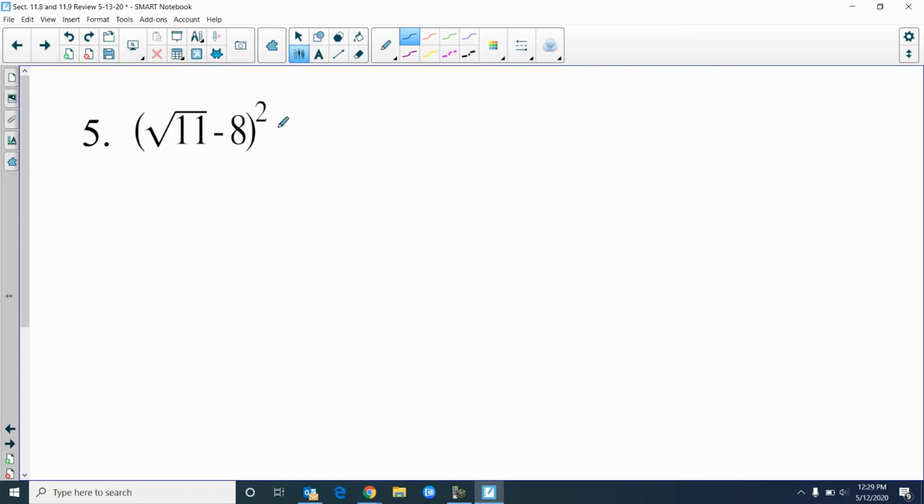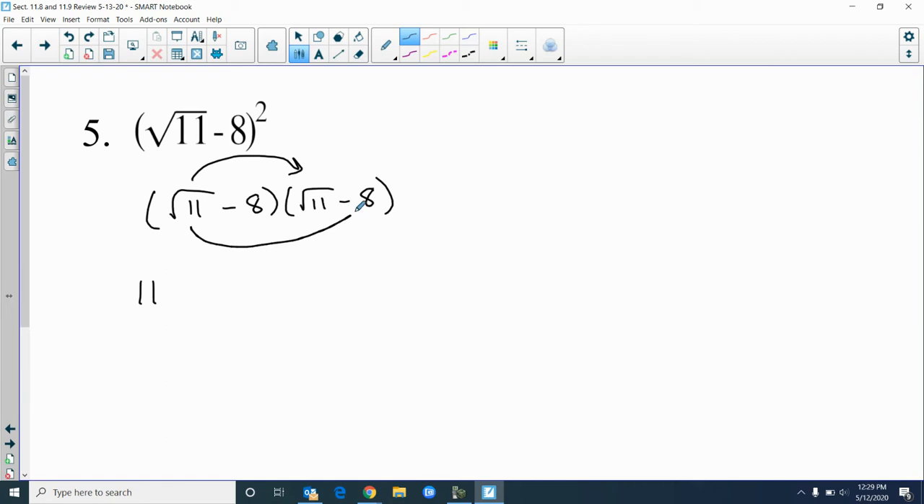All right, one more with the multiplying. Now, if you have a quantity squared, you got a minus in here, or a plus, we have to write this twice. Square root of 11 minus 8 times square root of 11 minus 8. That gives us square root of 11 times square root of 11. That is just 11. Square root of 11 times negative 8 is minus 8 square root of 11. Negative 8 times square root of 11 is minus 8 square root of 11. And negative 8 times negative 8 is positive 64.